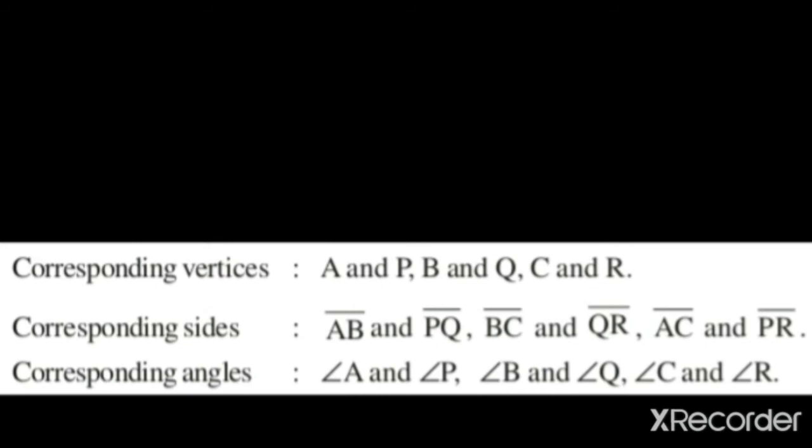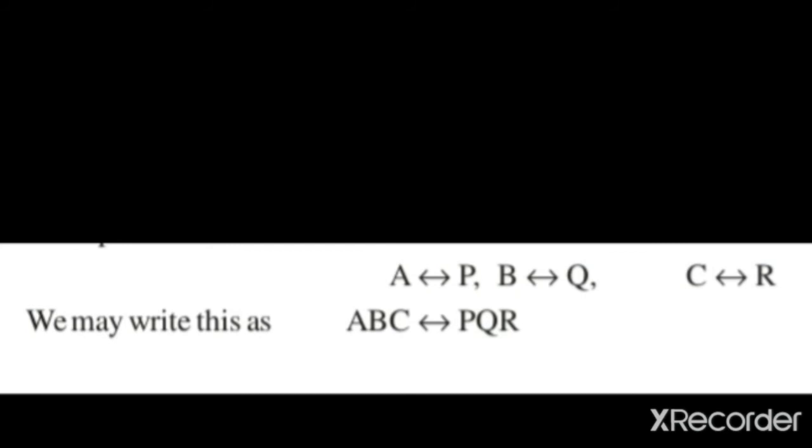So here we can show the correspondence in this way. Match vertices and show the correspondence of two triangles in this way. We may write it like this also, as triangle ABC corresponds to triangle PQR. Let's understand this by using examples.